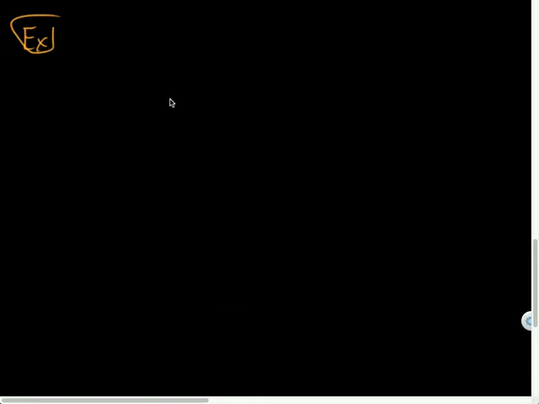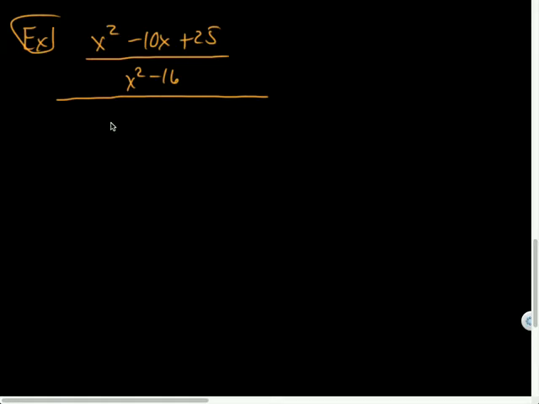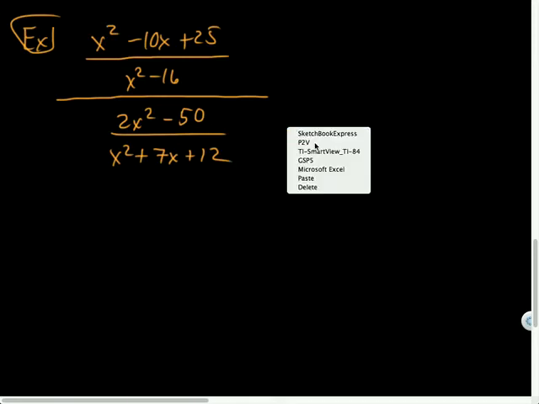Let's see, so x squared minus 10x plus 25 divided by x squared minus 16, all over a big vinculum, 2x squared minus 50 divided by x squared plus 7x plus 12. All right, so huge stacked fraction situation again. So what do we do? Flip and multiply. That's all I do.